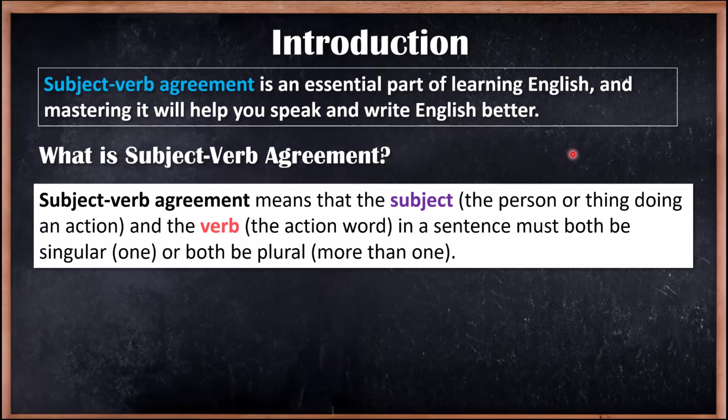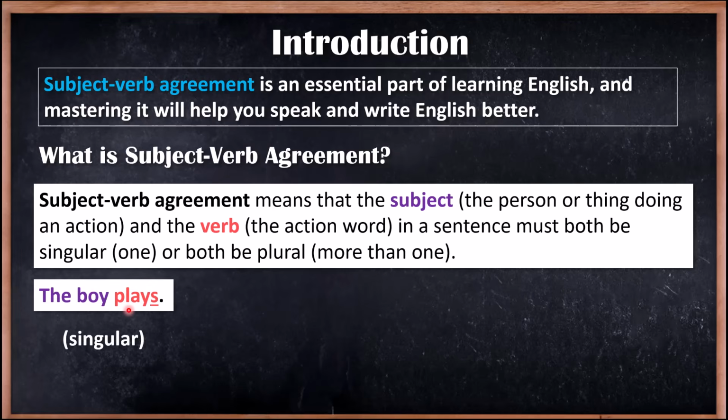Subject-verb agreement means that the subject, and remember the subject is the person or thing that is doing an action, and the verb, which is the action word, in a sentence must both be singular or both be plural. That sounds complicated, so let's look at an example sentence.